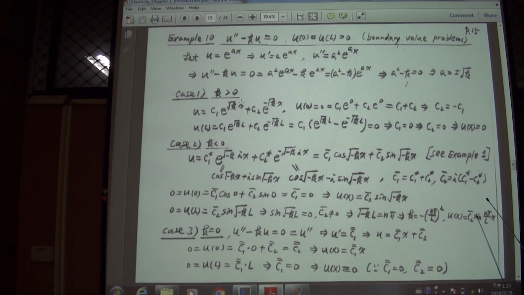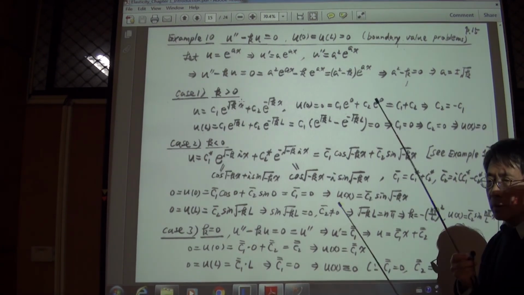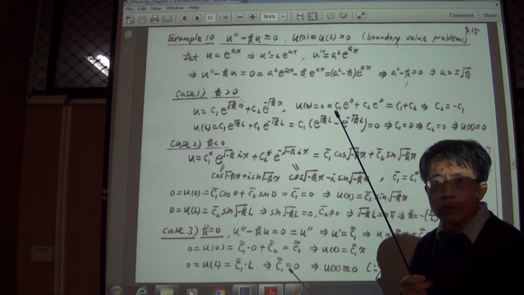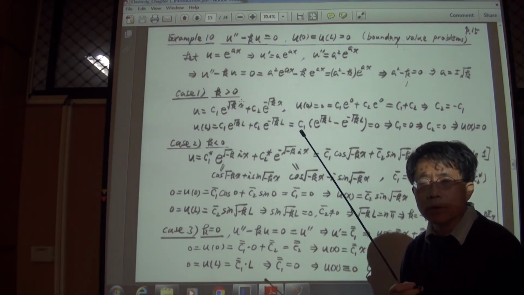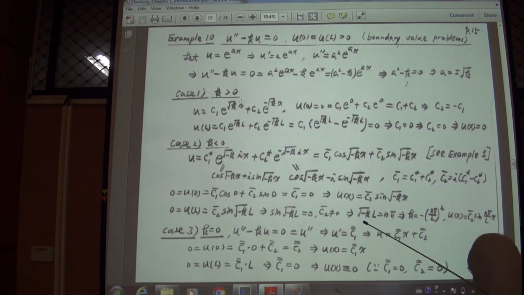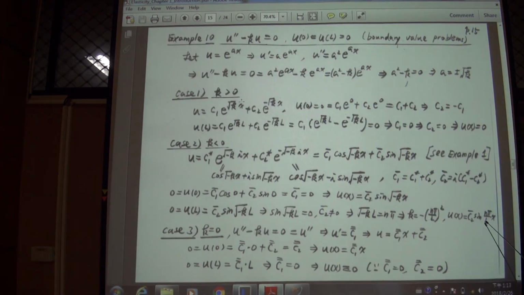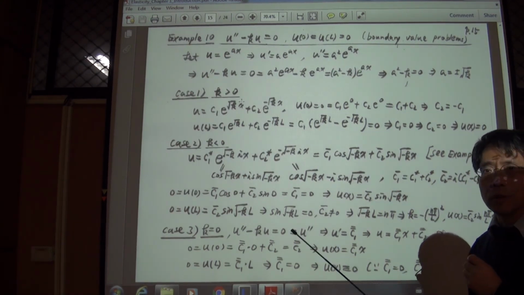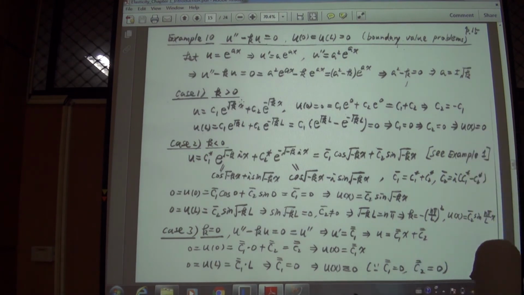I will mention that this solution is a basis function for the Fourier series. Okay, we will talk about Fourier series later. Remember that. Please memorize that this solution is a very important solution, because it gives us the basis function for the Fourier series. Okay.